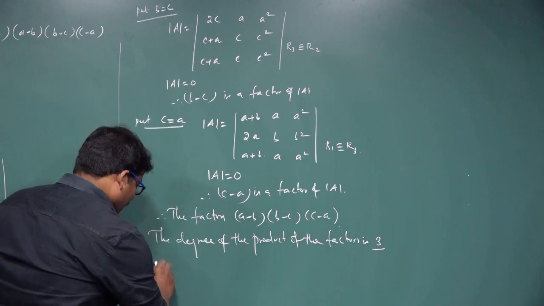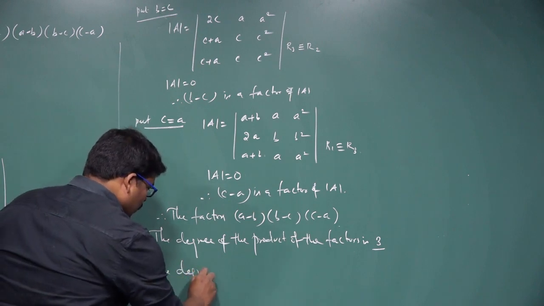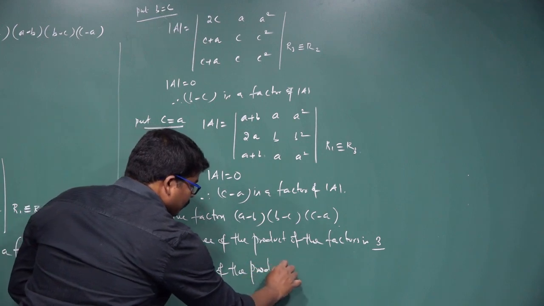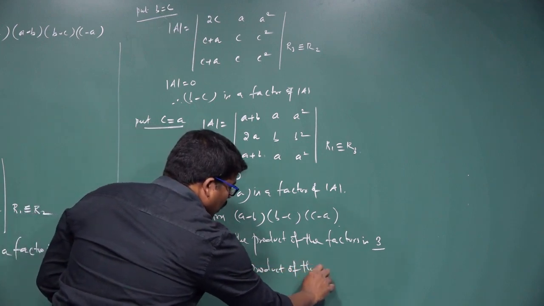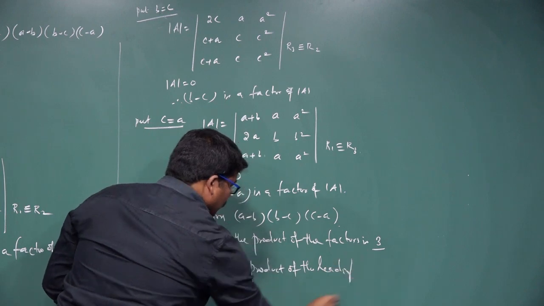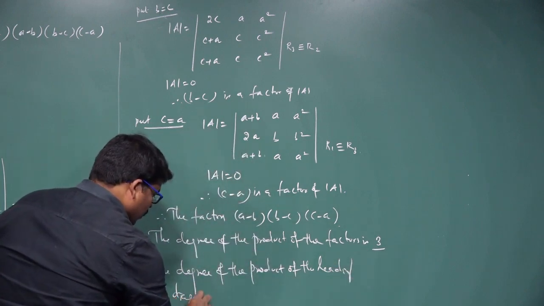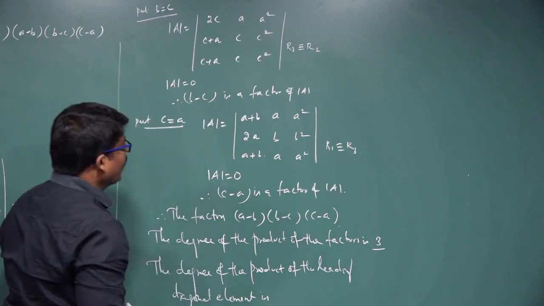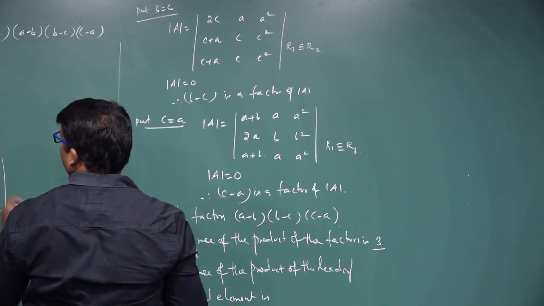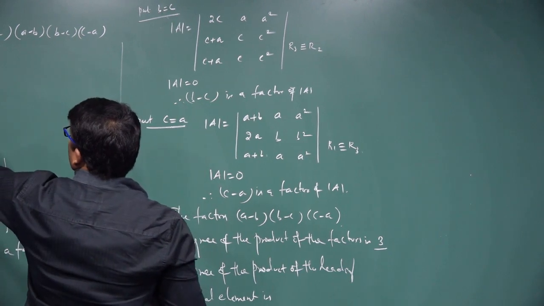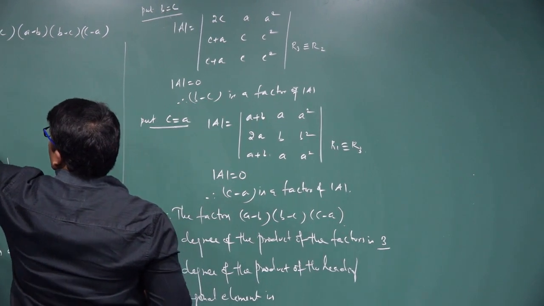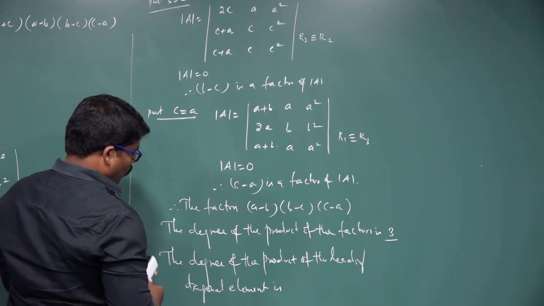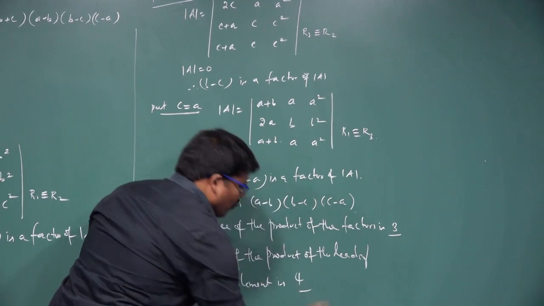The next one, the degree of the product of the leading diagonal elements. The leading diagonal elements are b plus c, b, c square. The degrees are 1, 1 and 2, so 1 plus 1 plus 2, that is, the degree is 4.